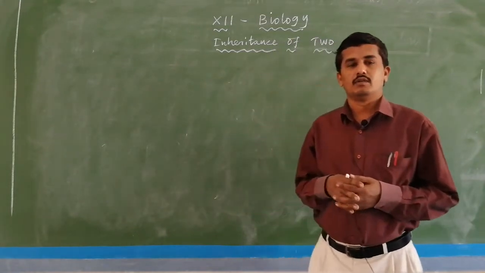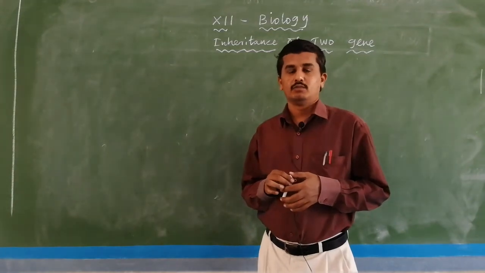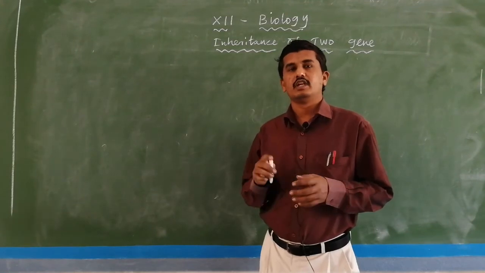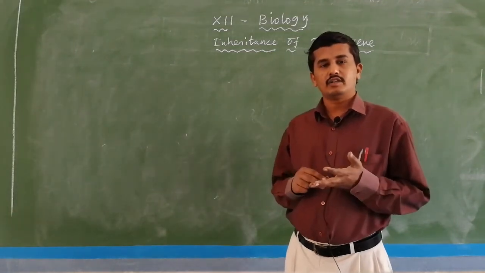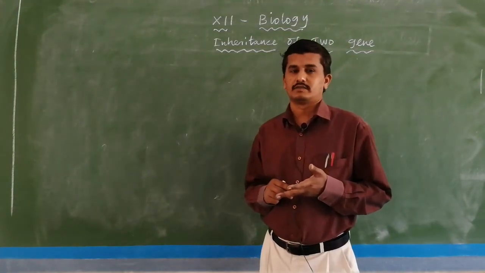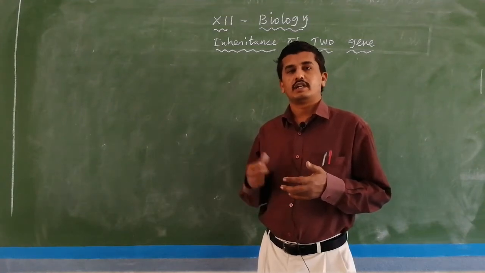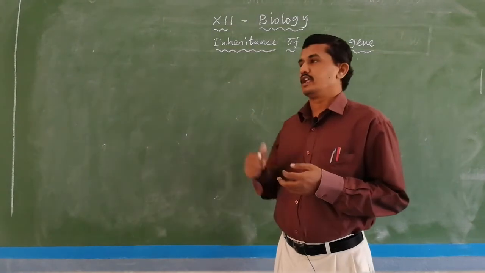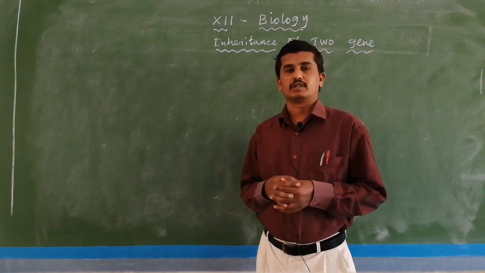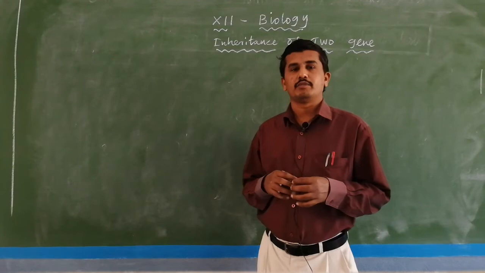Normally, we know monohybrid cross. In monohybrid cross, we learn inheritance of one gene. One gene means Mendel. Actually, codominance and incomplete dominance is a deviation from Mendel, but the next one, that is inheritance of two genes, is actually a Mendel cross. Gregor Mendel, the father of genetics, formulated the cross in garden pea plant.